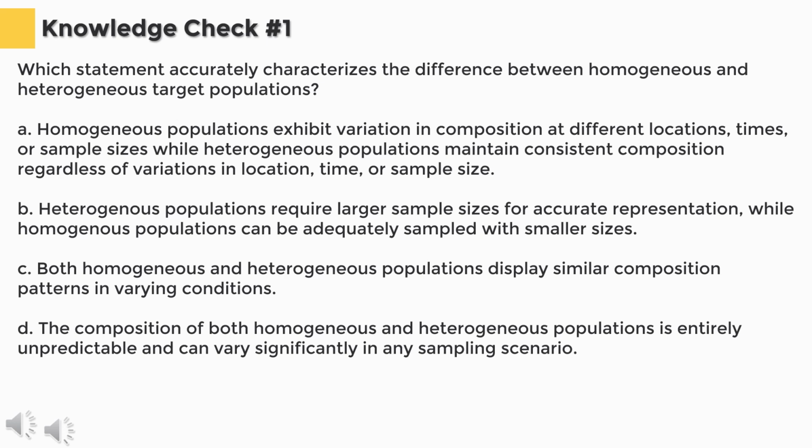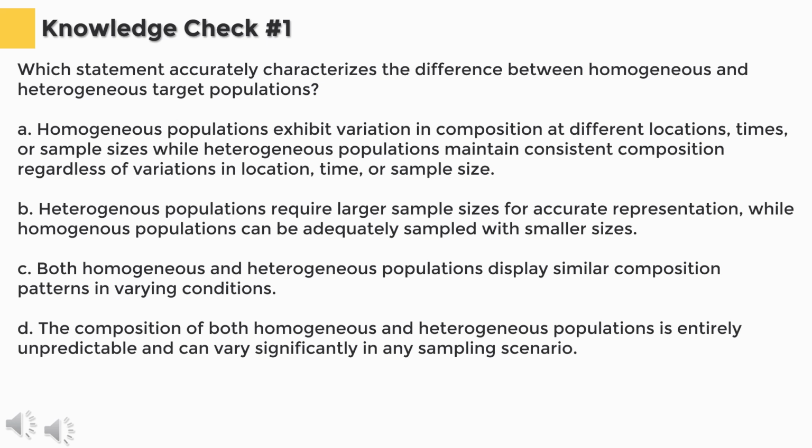B. Heterogeneous populations require larger sample sizes for accurate representation, while homogeneous populations can be adequately sampled with smaller sizes. C. Both homogeneous and heterogeneous populations display similar composition patterns in varying conditions. D. The composition of both homogeneous and heterogeneous populations is entirely unpredictable and can vary significantly in any sampling scenario.